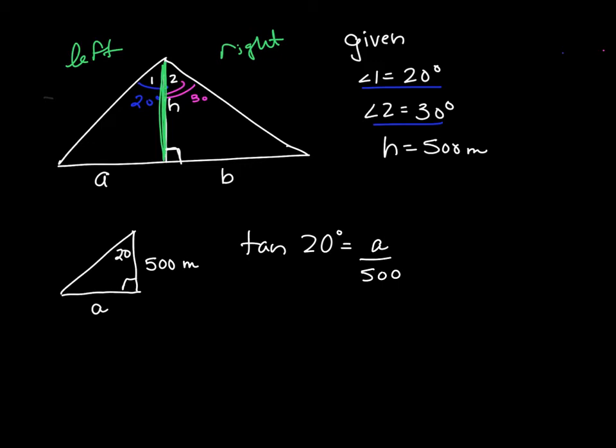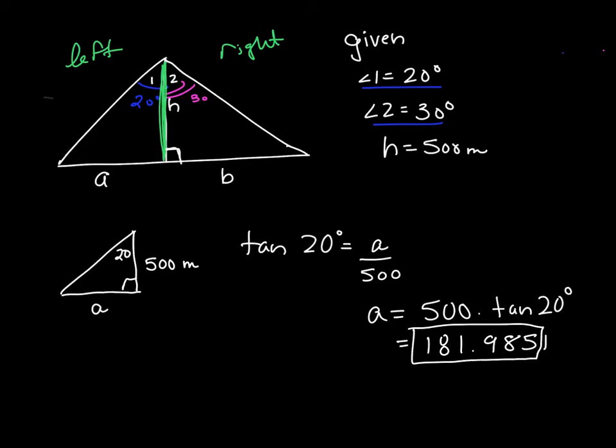I solve this for A, and I get A is equal to 500 times the tangent of 20 degrees, or the fact that A is equal to 181.9851, or rounded to 3 decimal places, just 181.985. Now let's go ahead and look at the right side of the triangle. So for the right side of that triangle, same idea, only now I am looking for side B.